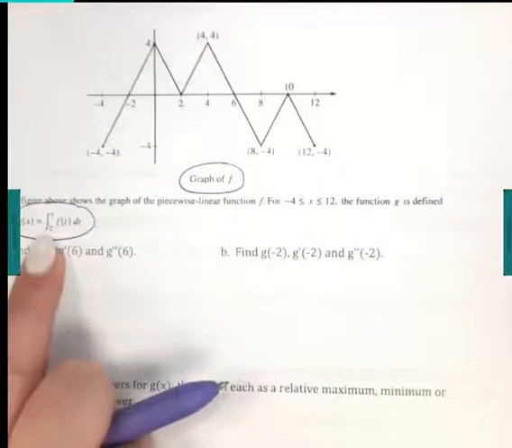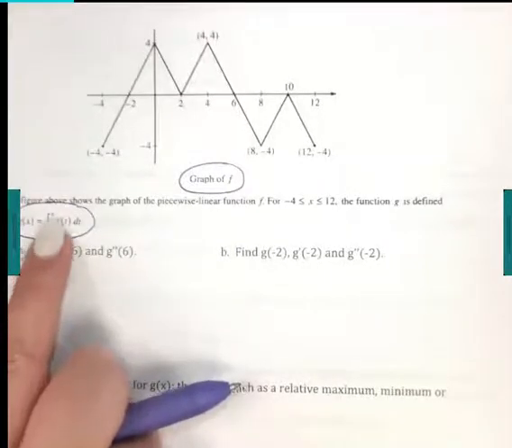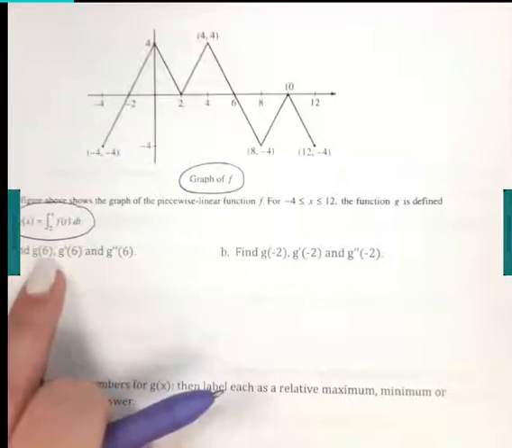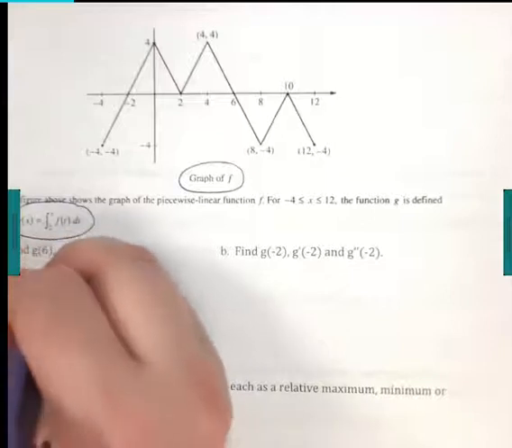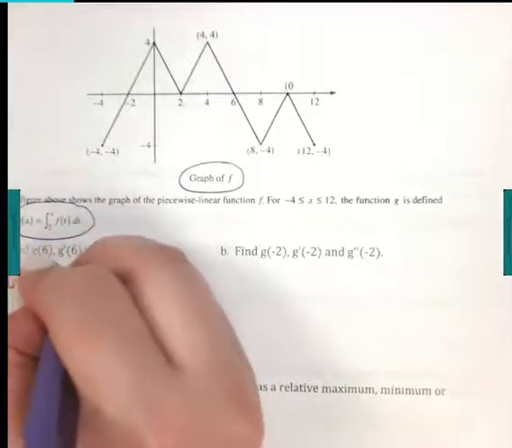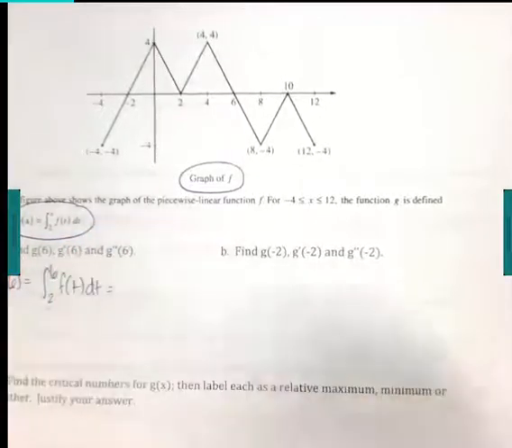Always starts at 2. Where does it always stop? X. So when I want g of 6, what do I do? Plug in the X. I plug in g of 6 equals the integral from 2 to 6 of f of t dt. And then how do I actually find the integral? I check the graph or the area, right?